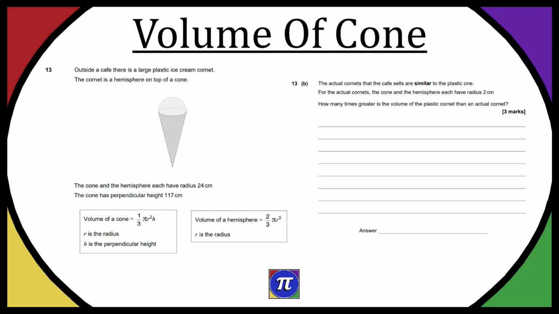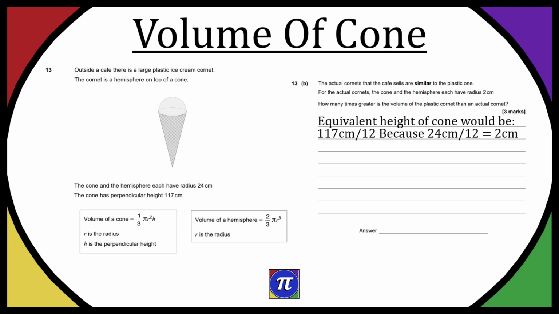Now, because the larger cornet is 24 centimeters in radius, and we know the smaller one is 2 centimeters in radius, I'm going to assume that it is proportional, as it states they are similar. So when you take 24 to 2 centimeters, it is 1/12 of the size. We're dividing it by 12. So if we take the perpendicular height of the larger cone, which is 117 centimeters, and divide it by 12, it will be the proportional height.